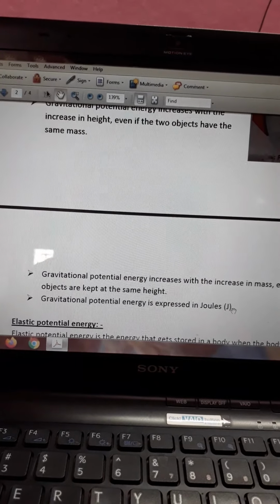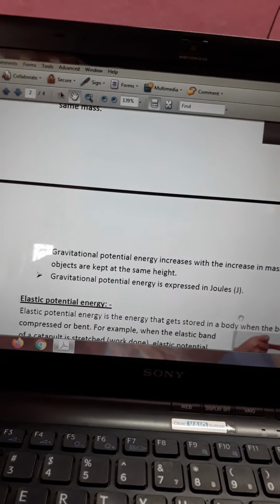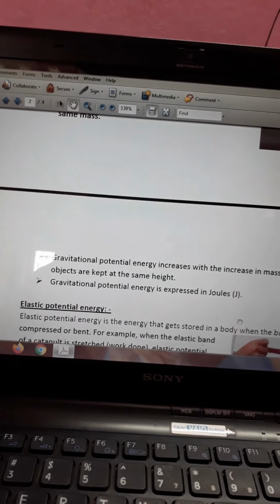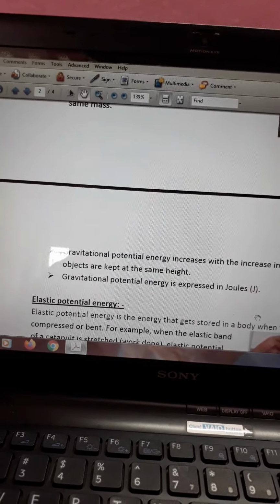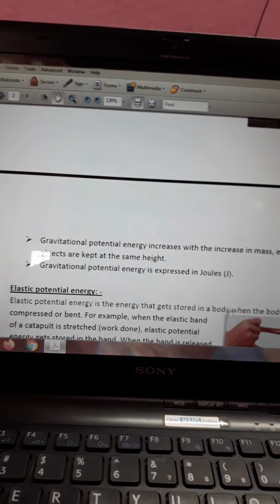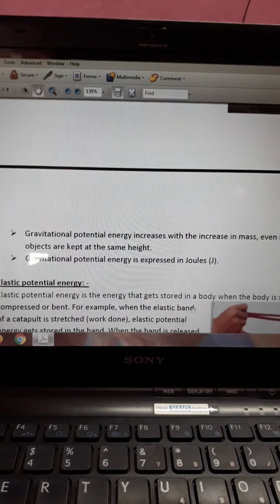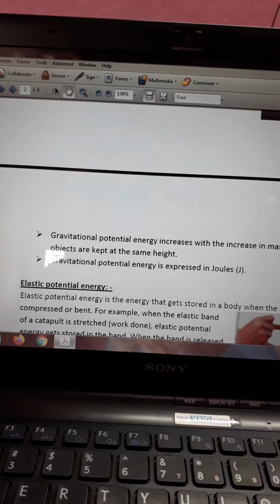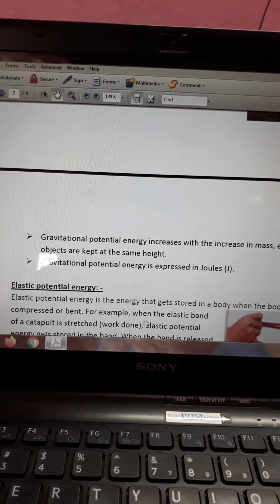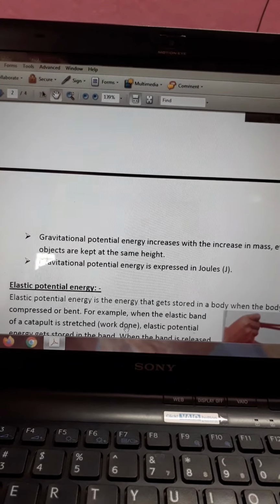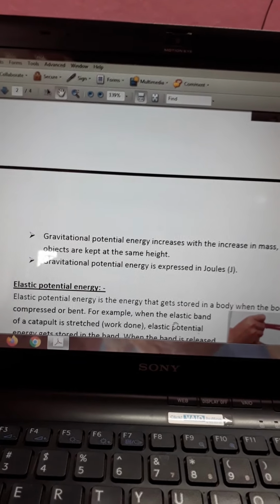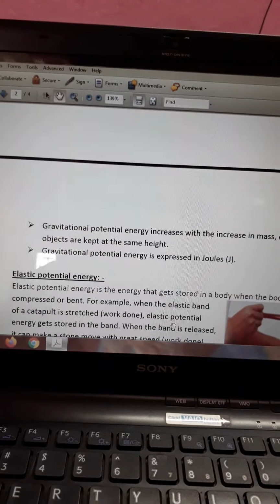Now another part: potential energy is of two types, gravitational potential energy and elastic potential energy. Now I will cover elastic potential energy. Elastic potential energy is the energy that gets stored in a body when the body is stretched or compressed or bent. For example, when the elastic band of a catapult is stretched, work is done there, so elastic potential energy gets stored in the band.